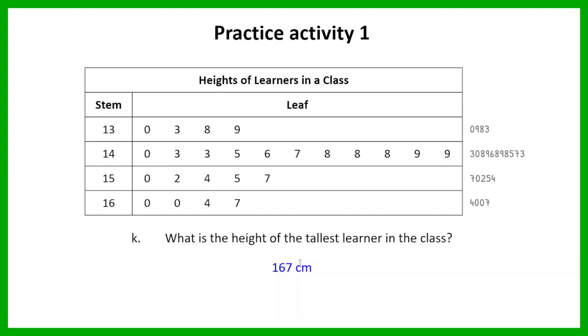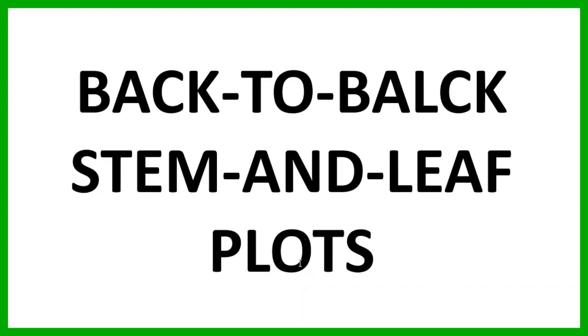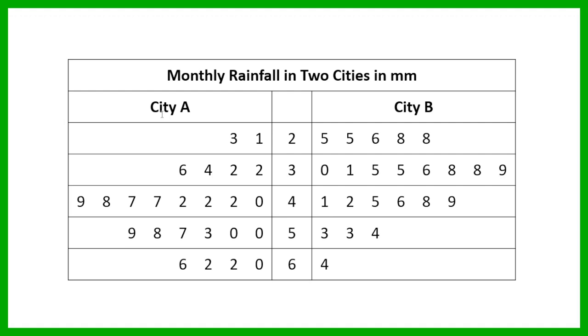Right, so that's how you do a regular stem and leaf plot. Now we're going to look at back-to-back stem and leaf plots. Now, a back-to-back stem and leaf plot can be used to compare two sets of data. Let's have a look at an example over here. So over here, I've got the monthly rainfall in two cities in millimeters. This is city A and this is city B. Okay, so I can compare the data for two cities by doing a back-to-back stem and leaf.